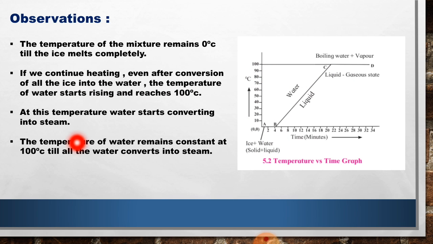At this temperature water starts converting into steam. Steam means a vapor, like a little bit of vapor, like droplets. So at this temperature, water starts converting into steam, which means from one phase it starts converting into a different phase. The temperature of water remains constant at 100 degrees Celsius till all the water converts into steam. So here all the water needs to convert into steam.